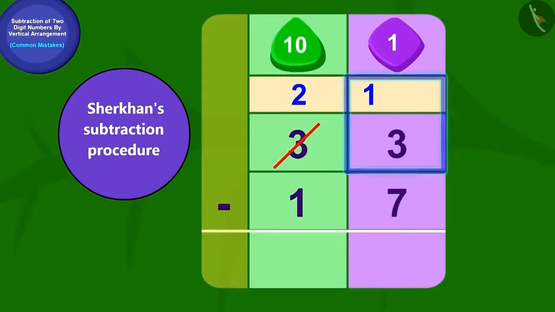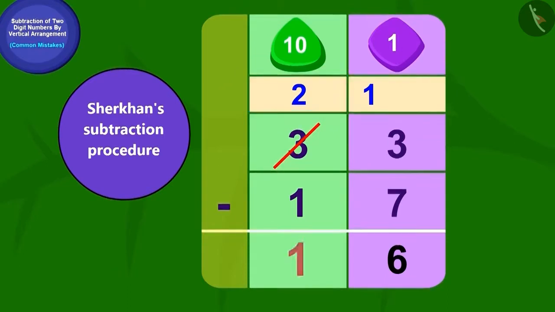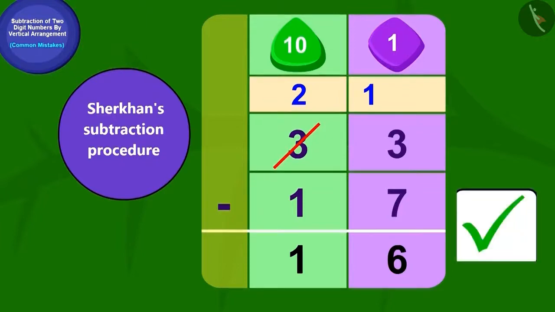If we remove 7 ones out of 13 ones, then we have 6 ones left. And by removing 1 tens from 2 tens, we will be left with 1 tens. Sher Khan has also written his answer like this. So his answer is absolutely correct. Now Sher Khan is ahead of Chanda by 1 point.